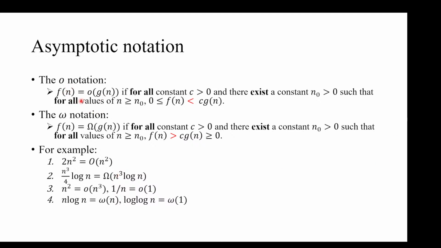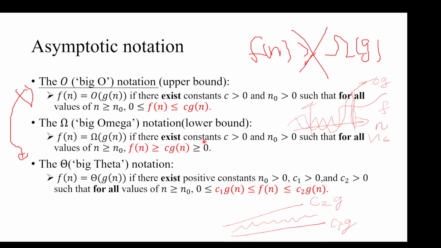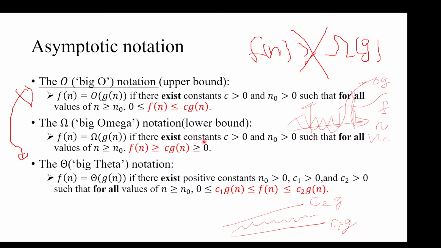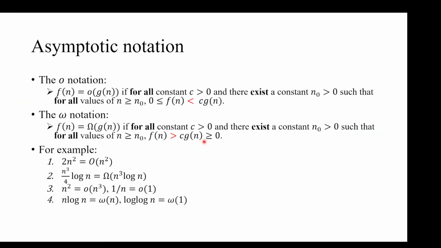This means that f of n is actually smaller than g of n when n goes to infinity, or f of n is actually greater than g of n when n goes to infinity. Okay, and the difference between the small notation, the definition here, and before is that now the quantifier on our constant c is different.